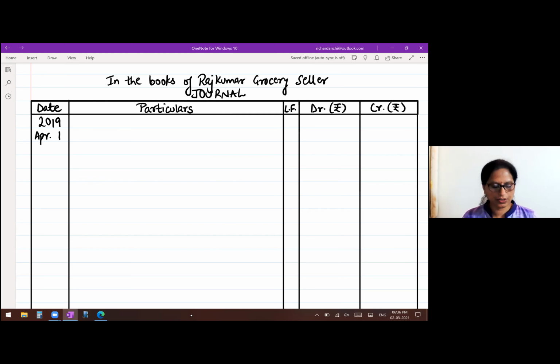Now the first transaction says Rajkumar started business with cash 2 lakhs, building 2 lakhs, and borrowed a loan from Rakesh, 50,000. Now here we have done with cash. Building is also an asset. So we have cash account, building account, and a loan. You know loan is a liability, but this loan comes in the form of cash, so your cash will increase here.